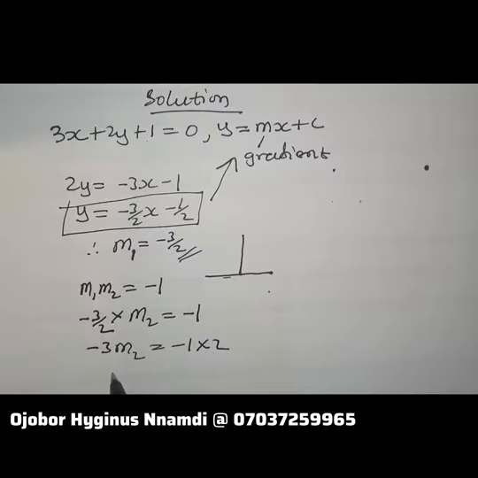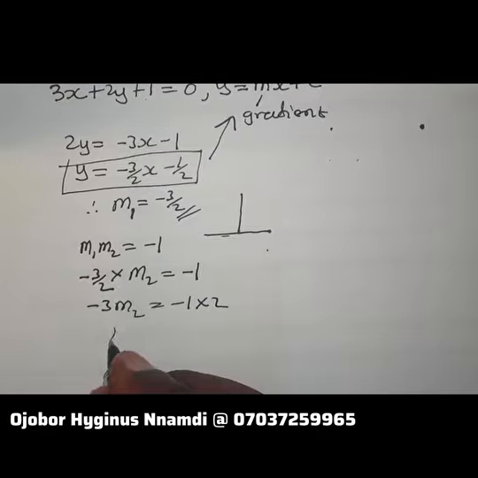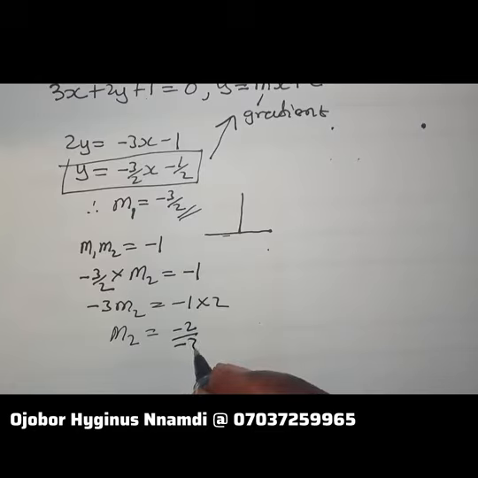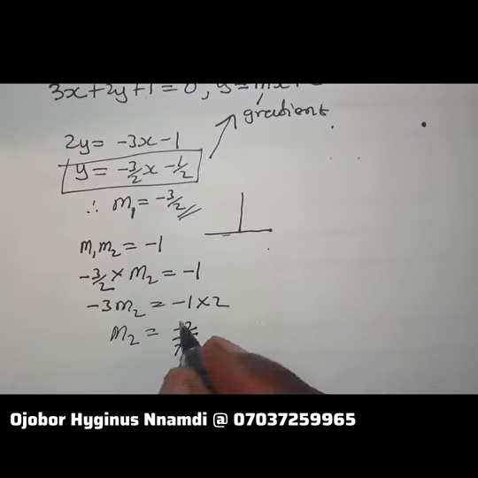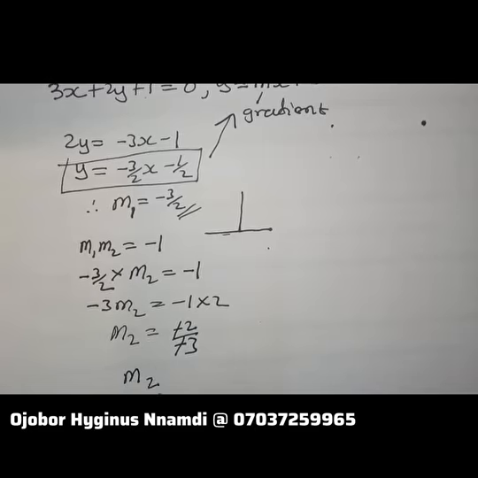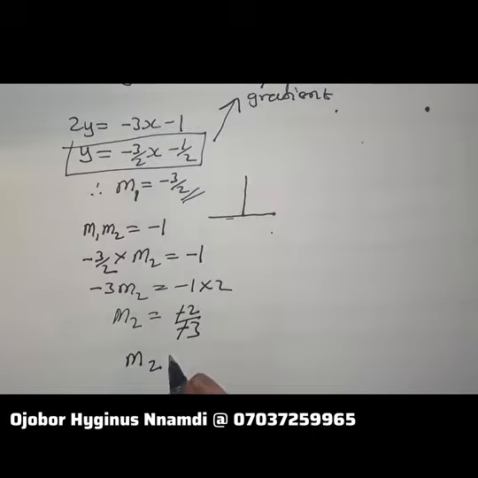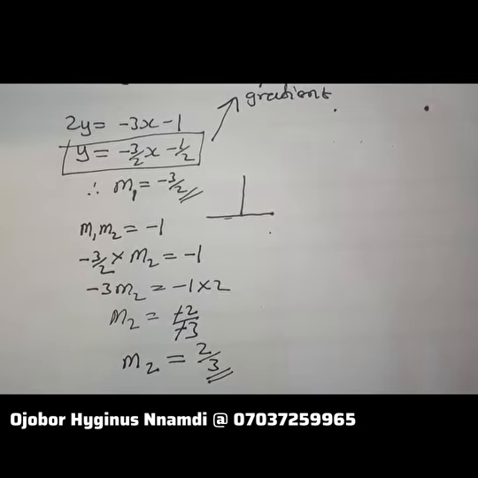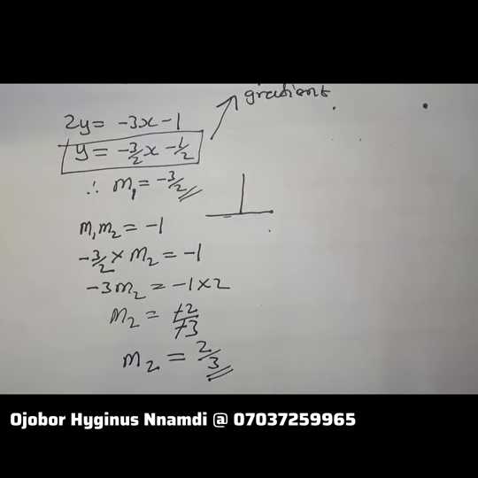We'll divide both sides by -3, so that m2 is equal to -1 times 2, which is -2, divided by -3. And of course, the minus will cancel the minus. It therefore means that m2 is equal to 2/3, and that is the gradient of the second line that is perpendicular to the line whose equation was given. See you in our next class.